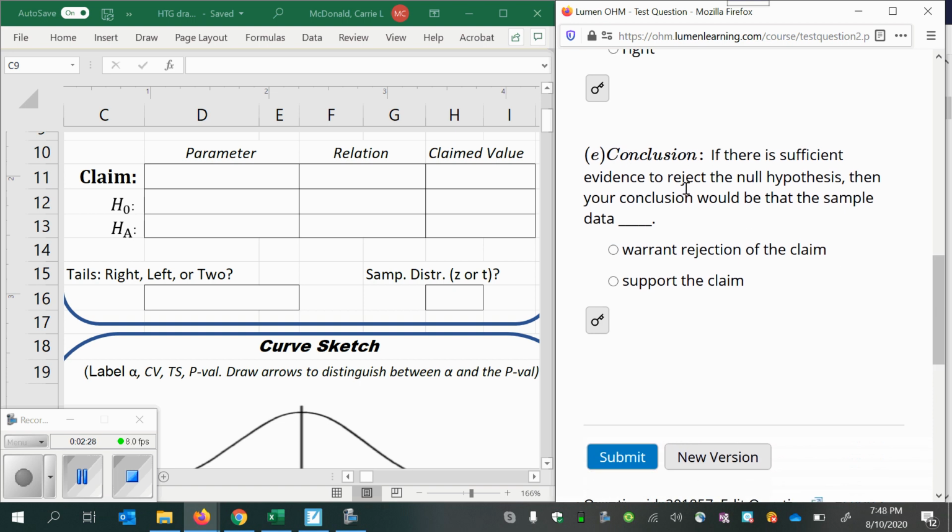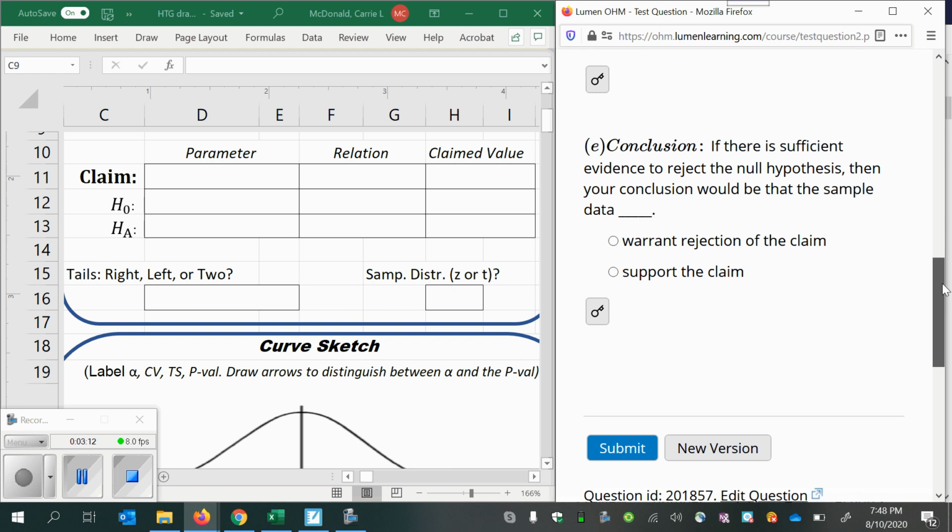And if there is sufficient evidence to reject the null hypothesis, then your conclusion would be that the sample data blank, fill in the blank here, so we can choose either warrant rejection of the claim or support the claim. The way you tell the difference is if your claim is covered by the null hypothesis and you reject the null hypothesis, then you would be, in fact, rejecting the claim. However, if your claim does not have the condition of equality, it will become your alternative.